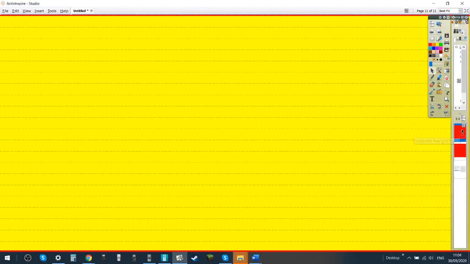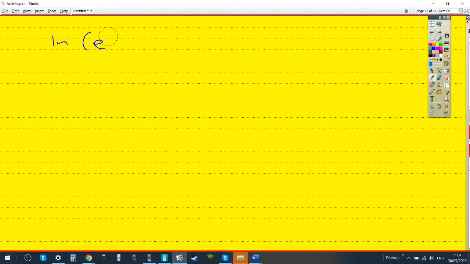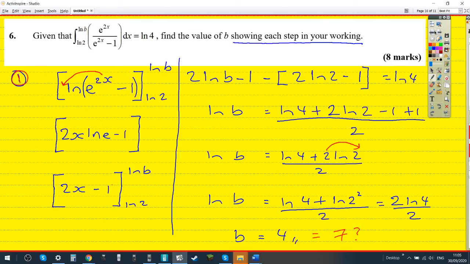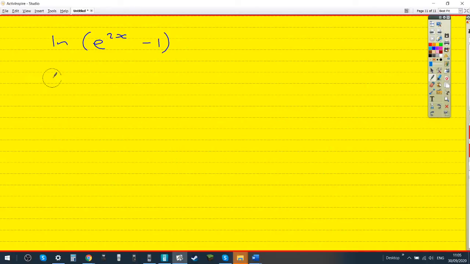I just have to quickly show you. Ln of e to the 2x minus 1. How do you split this up into separate lns? Ln e to the 2x minus ln e to the 2x. Hang on. No. You can't split this up. They're not times each other. So you would then just sub in ln b and ln 2. What is e to the 2 ln 2?